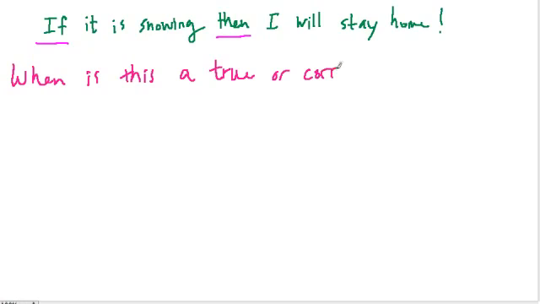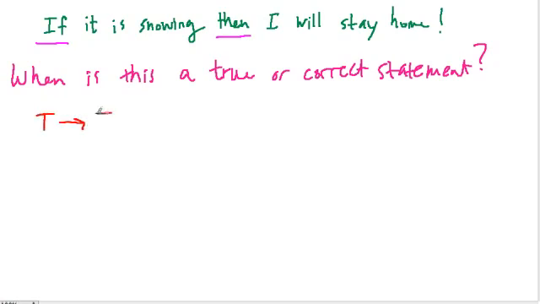That's what we're saying. When is this a true or correct statement? And that's tough to wrap your head around, because at first glance you're like, well, you're saying it, right? You're saying if it's snowing, then I will stay home. Well, isn't that a true thing to say? Well, let's consider the different scenarios. In scenario number one, it is snowing and I am staying home, right? So they're both true.